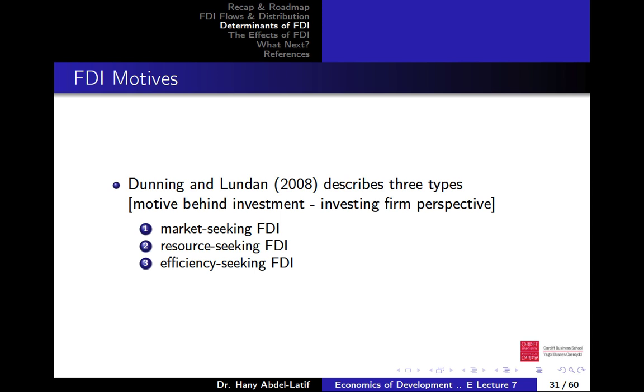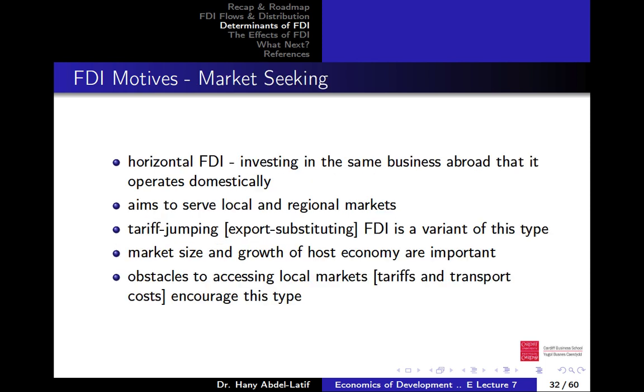They say there are three types of FDI. Of course, this classification is based on the motive behind the investment, from the investing firm's perspective: market-seeking FDI, resource-seeking FDI, and efficiency-seeking FDI.